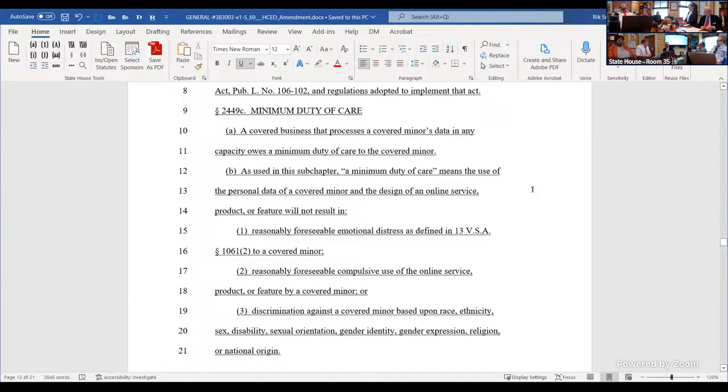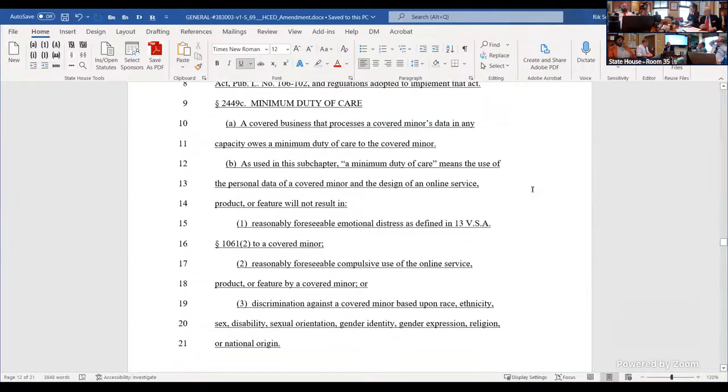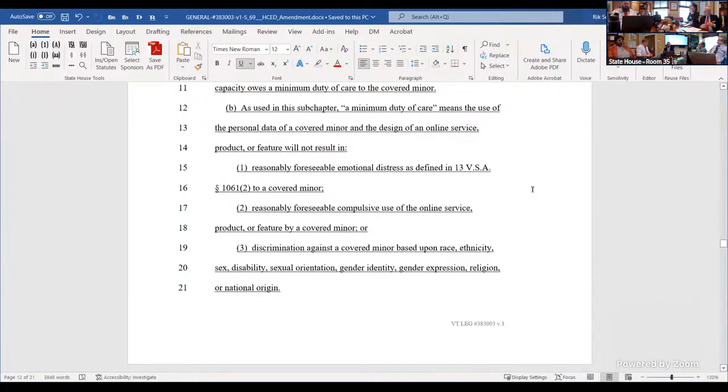So here we're talking not just about data privacy, but more about mental health and about what the online service does. A covered business that processes a covered minor's data in any capacity owes a minimum duty of care to the covered minor. As used in the subchapter, a minimum duty of care means the use of the personal data of a covered minor and the design of an online service, product, or feature will not result in reasonably foreseeable emotional distress to a covered minor, and we have that defined in our statutes. Reasonably foreseeable compulsive use of the online service, product, or feature by a covered minor. Compulsive use is defined, by the way, in the Act.